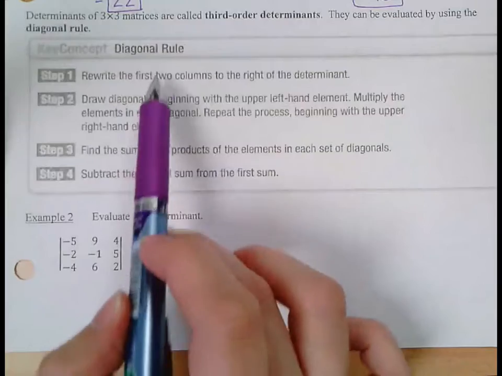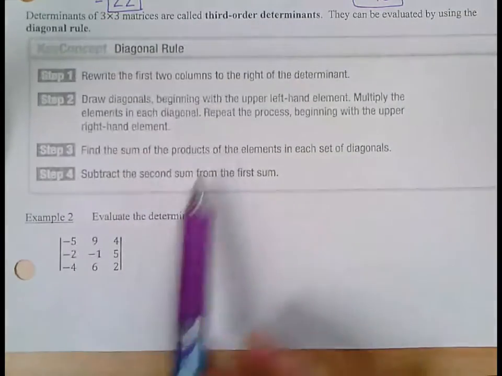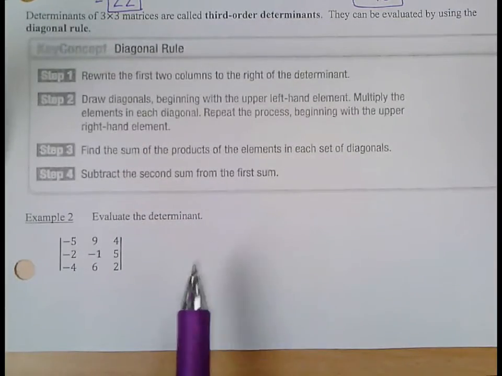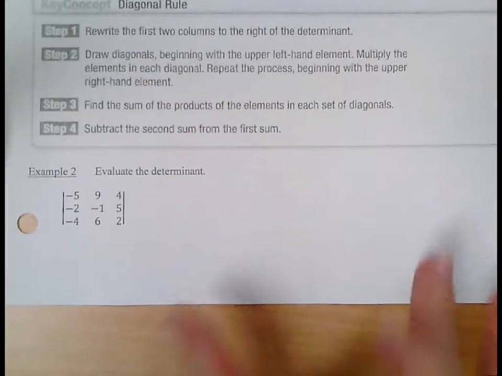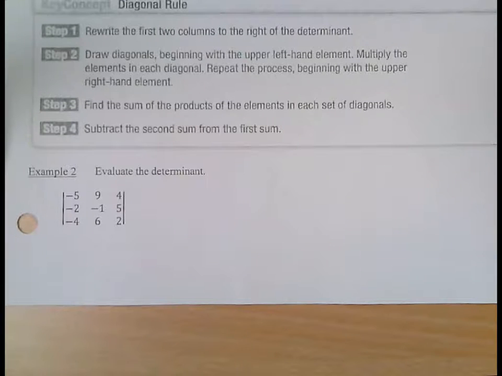So I realize it gives you 4 steps. I'll talk about these steps as we actually go through example 2. These are just more for your reference if you need to look back at them. But for a 3 by 3 matrix, we're doing the same thing with finding products of diagonals, but there's, again, more to it.